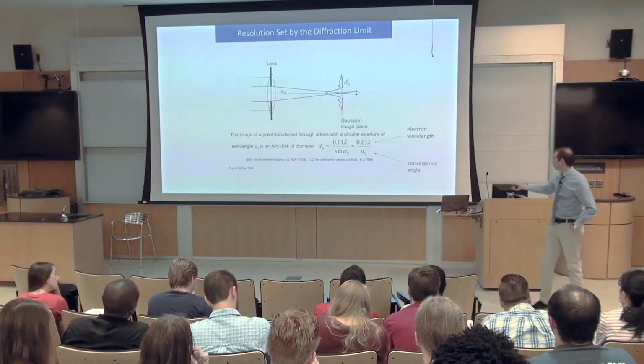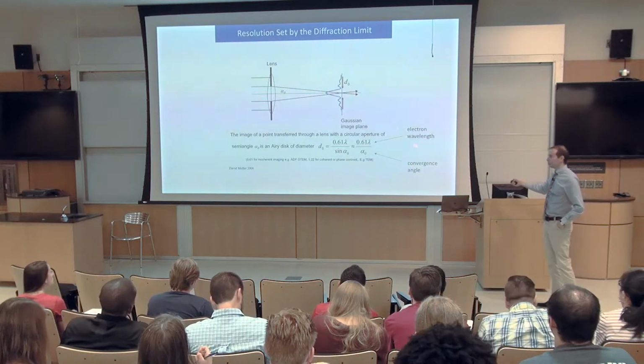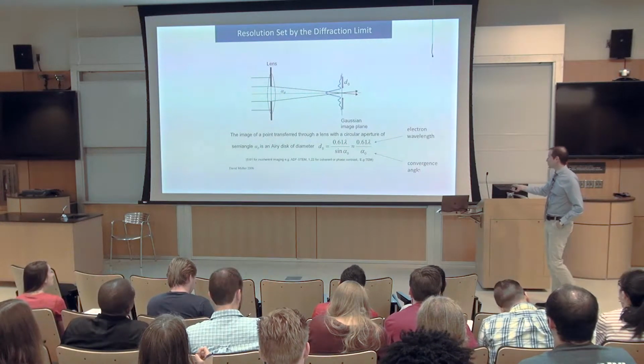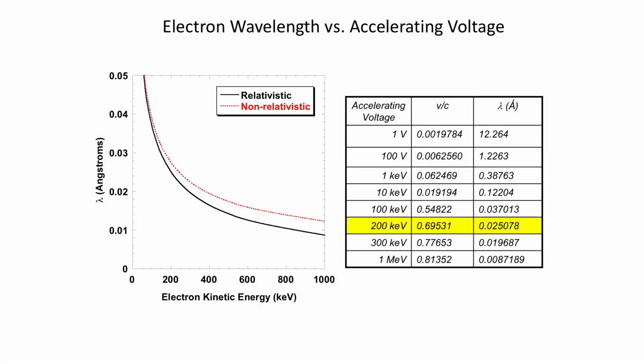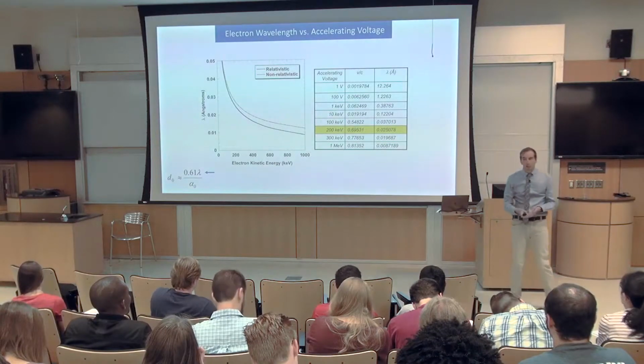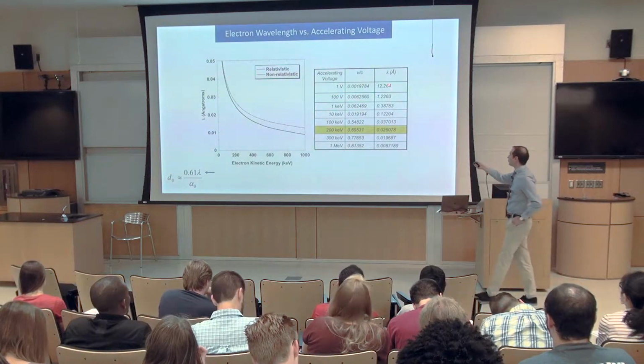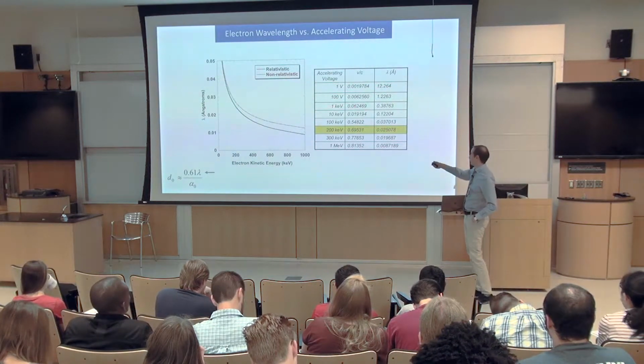If we want better resolution, we can either reduce our wavelength or increase our convergence angle to make this value d smaller. So in terms of electron wavelength, we already saw that the wavelength of electrons is very small. Going from 1 volt, we're already at 12 angstroms, to 1 keV.